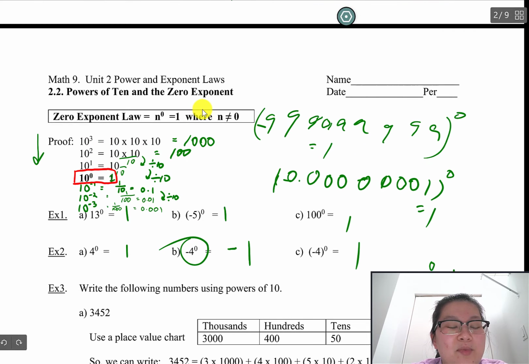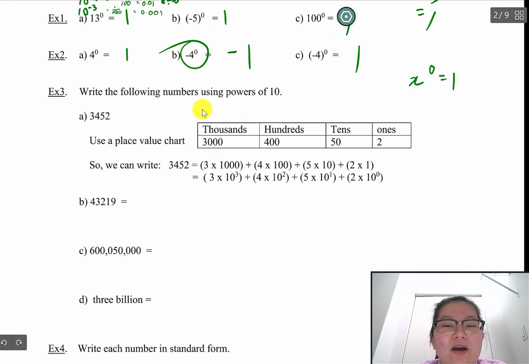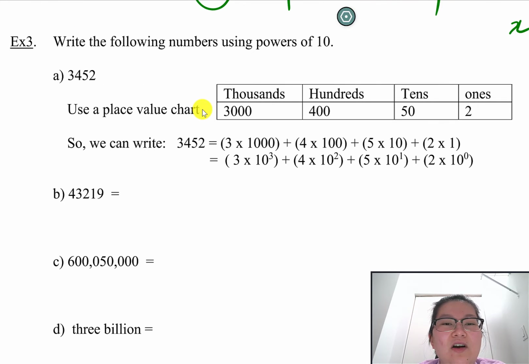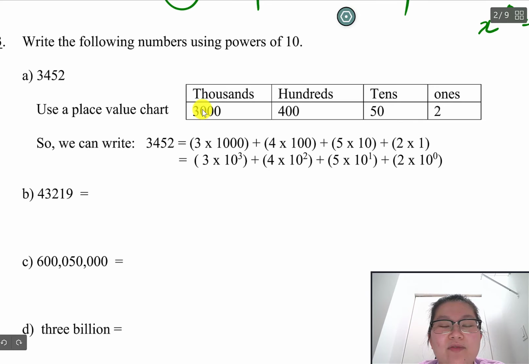Notice that in my previous example with the power of 0, I could have used any base. I just chose 10 because 10 is usually easier for us to visualize. So that's that. Okay, here you go. Example 3: write the following numbers using powers of 10.